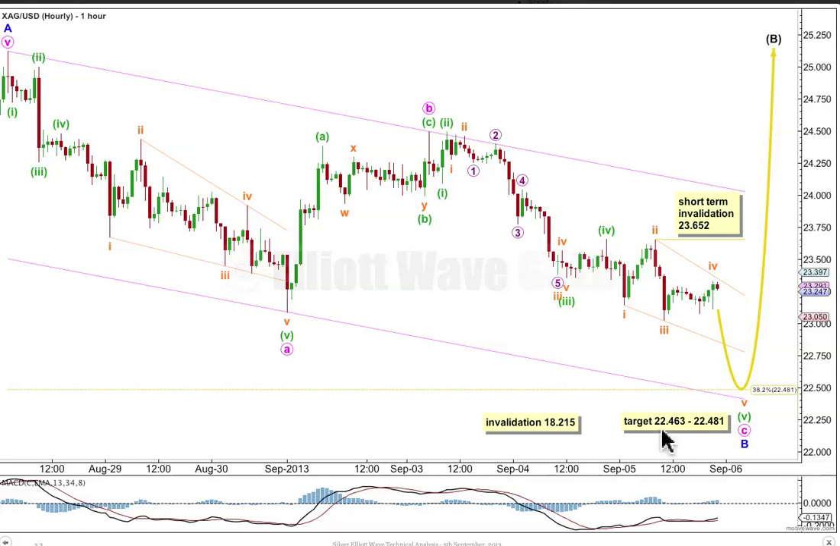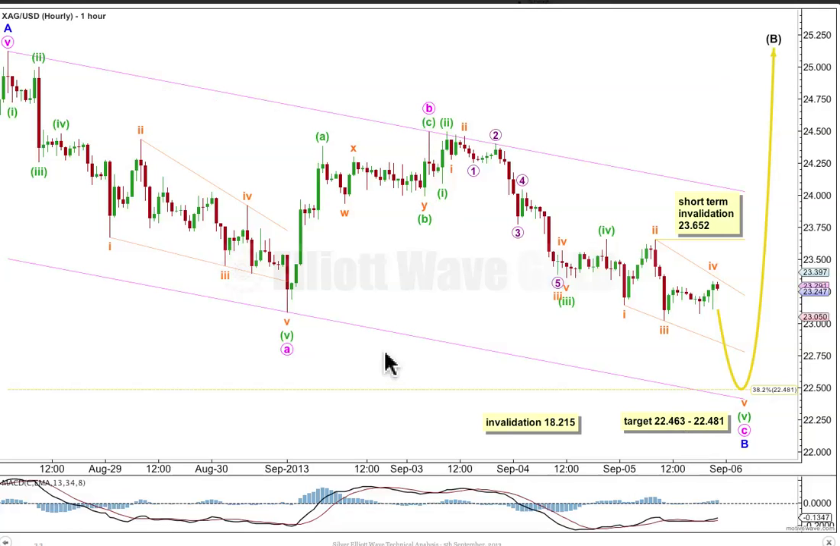At 22.463, minute wave C would reach equality in length with minute wave A, and that would bring minor wave B close to the 0.382 Fibonacci ratio of minor wave A, which I drew on the daily chart and copied over here to the hourly chart. That gives us a small target zone to work with.